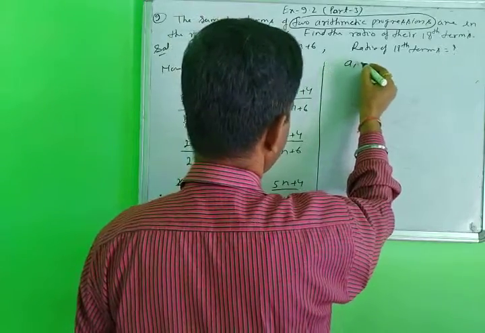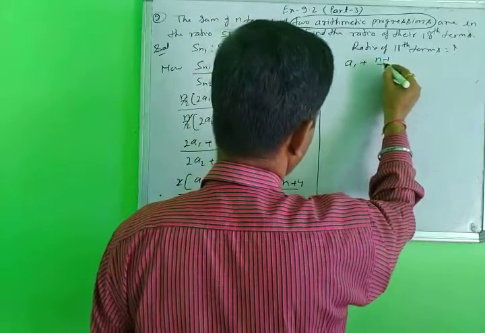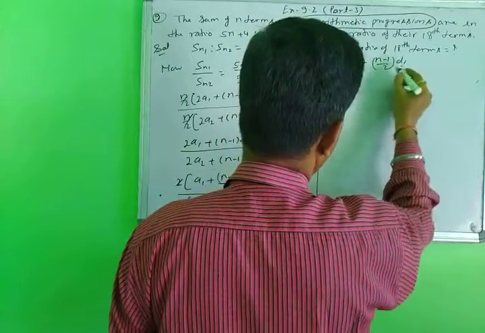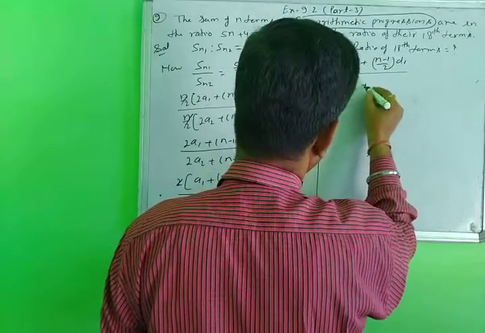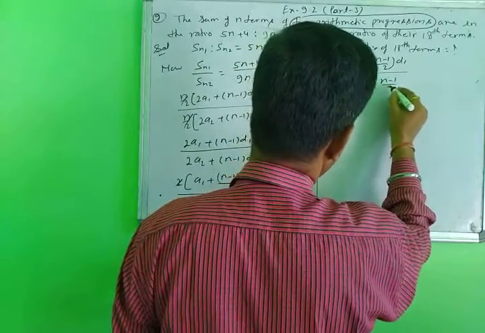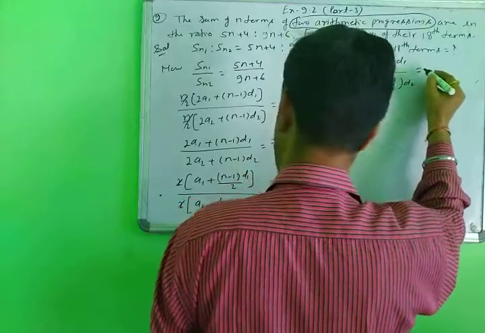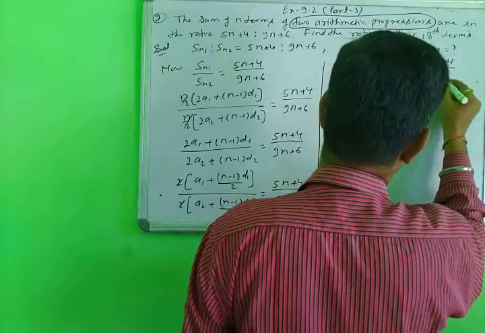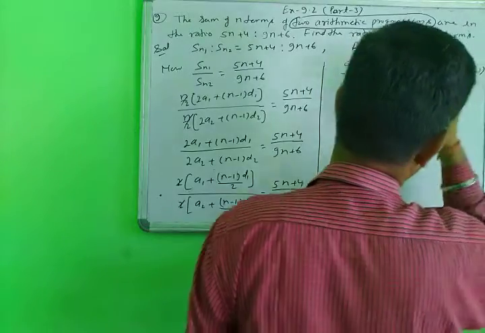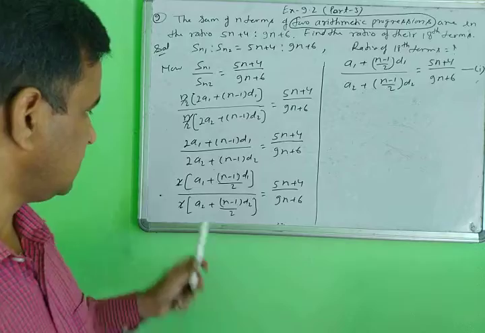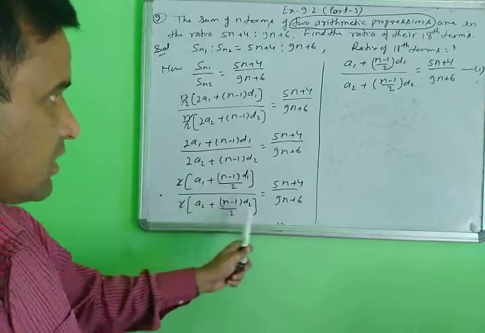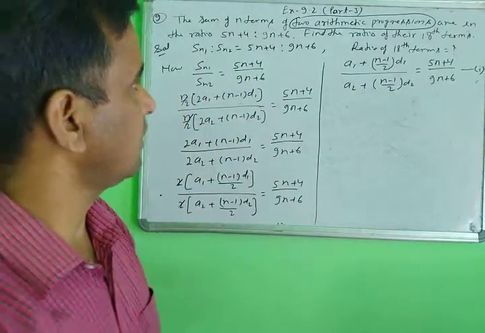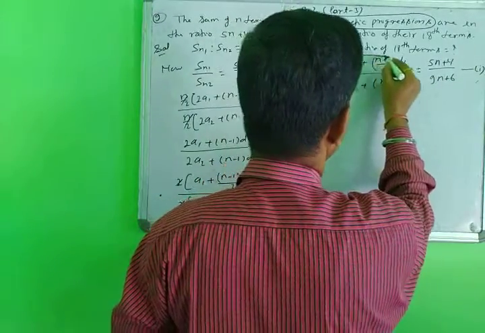This is the left side: a1 plus (n minus 1) upon 2 times d1, upon a2 plus (n minus 1) upon 2 times d2, and the right side is 5n plus 4 upon 9n plus 6. This is equation first. This 2 and this 2 cancel. The rest of the work is the same here, and you mention that this is equation first.